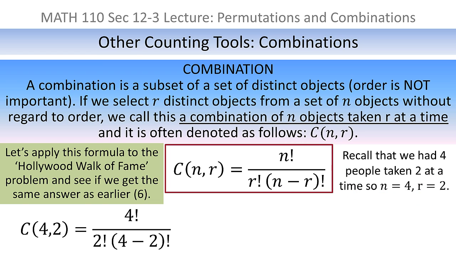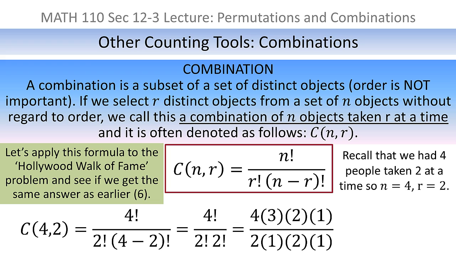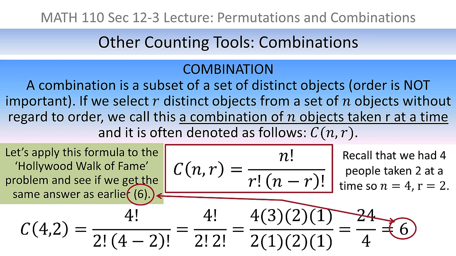And when I do that, realizing that 4 minus 2 is 2, I end up with 4 factorial in the numerator and 2 factorial times 2 factorial in the denominator. And if I write out what each of those things simplify to, I end up with 24 over 4, which is 6. Same answer as before.